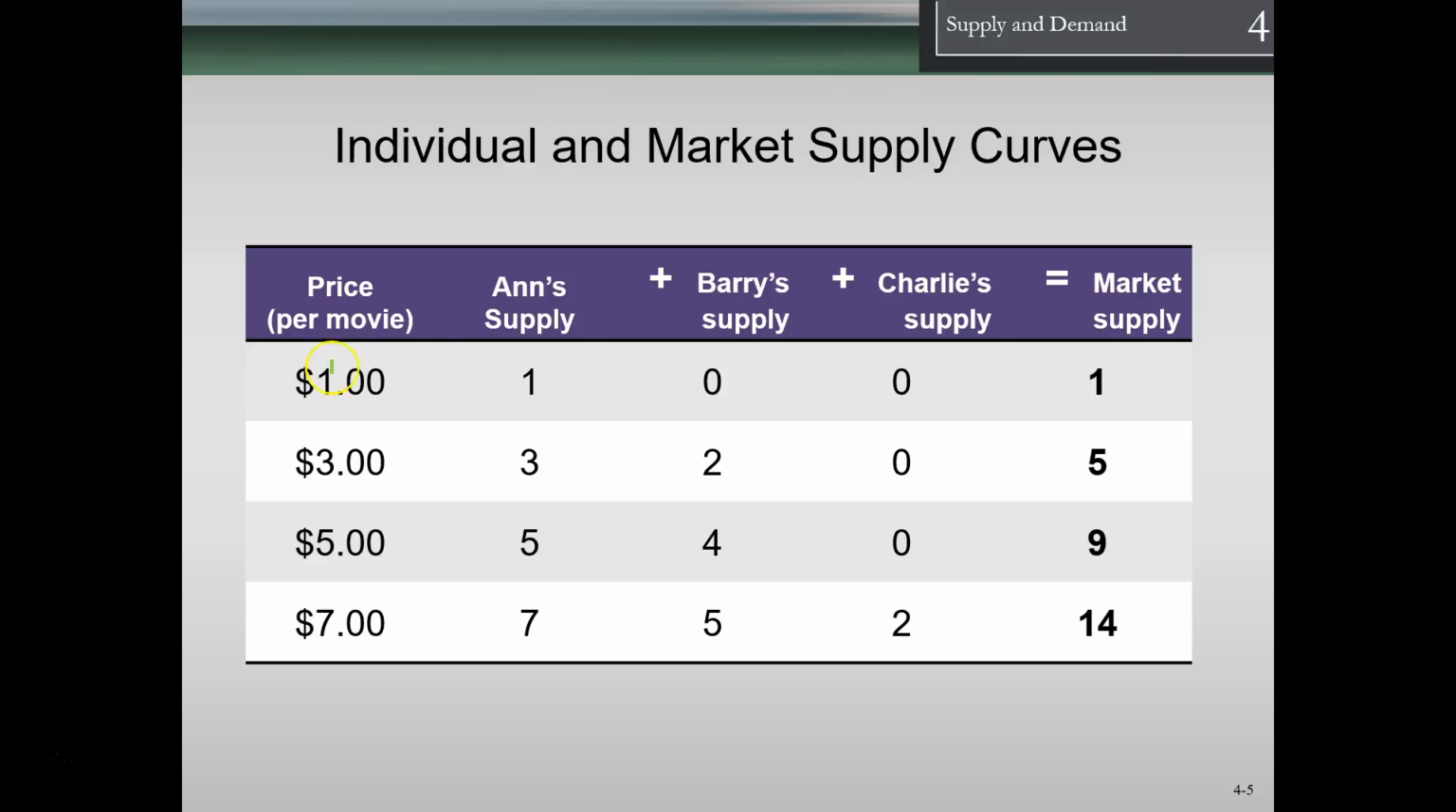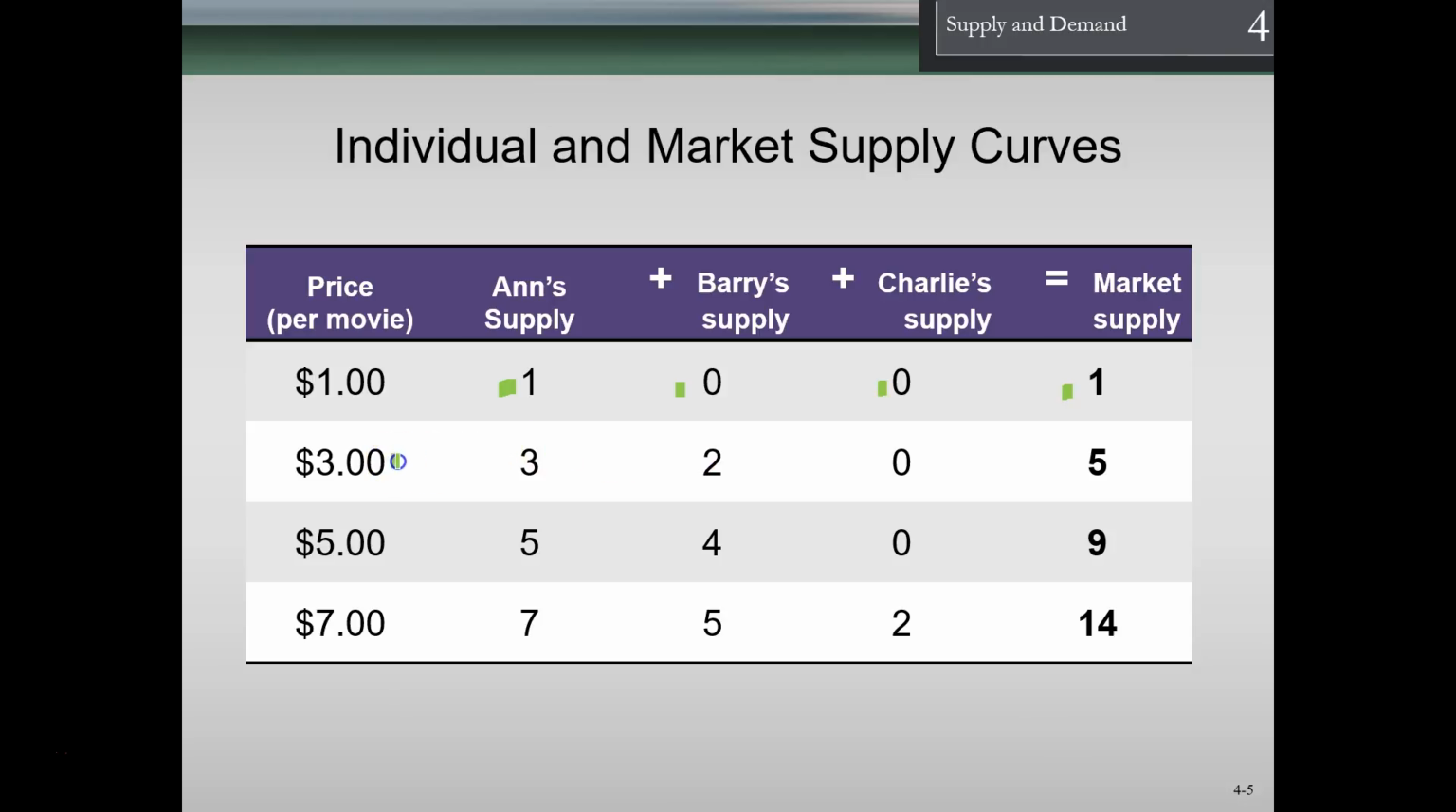So in this case, we've got Ann, Barry, and Charlie. These are suppliers, people that are going to supply our stuff here, whatever we are making. And at $1, Ann would supply 1. Barry's not going to enter the market, doesn't think they can make money at that price, and Charlie's not going to enter the market, so the market supply would be just 1 in that case.